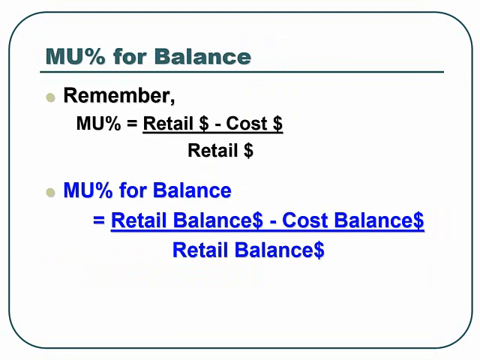So now that we learned how to calculate the cost value and retail value of the balance of the purchase that we need to make, we sometimes may also want to calculate the markup percent we need to achieve for the balance of merchandise that we need to purchase. Remember that markup percent is retail minus cost over retail, and we know the cost and retail value of the balance. So the markup percent for the balance will be retail balance dollar minus cost balance dollar over retail balance dollar.